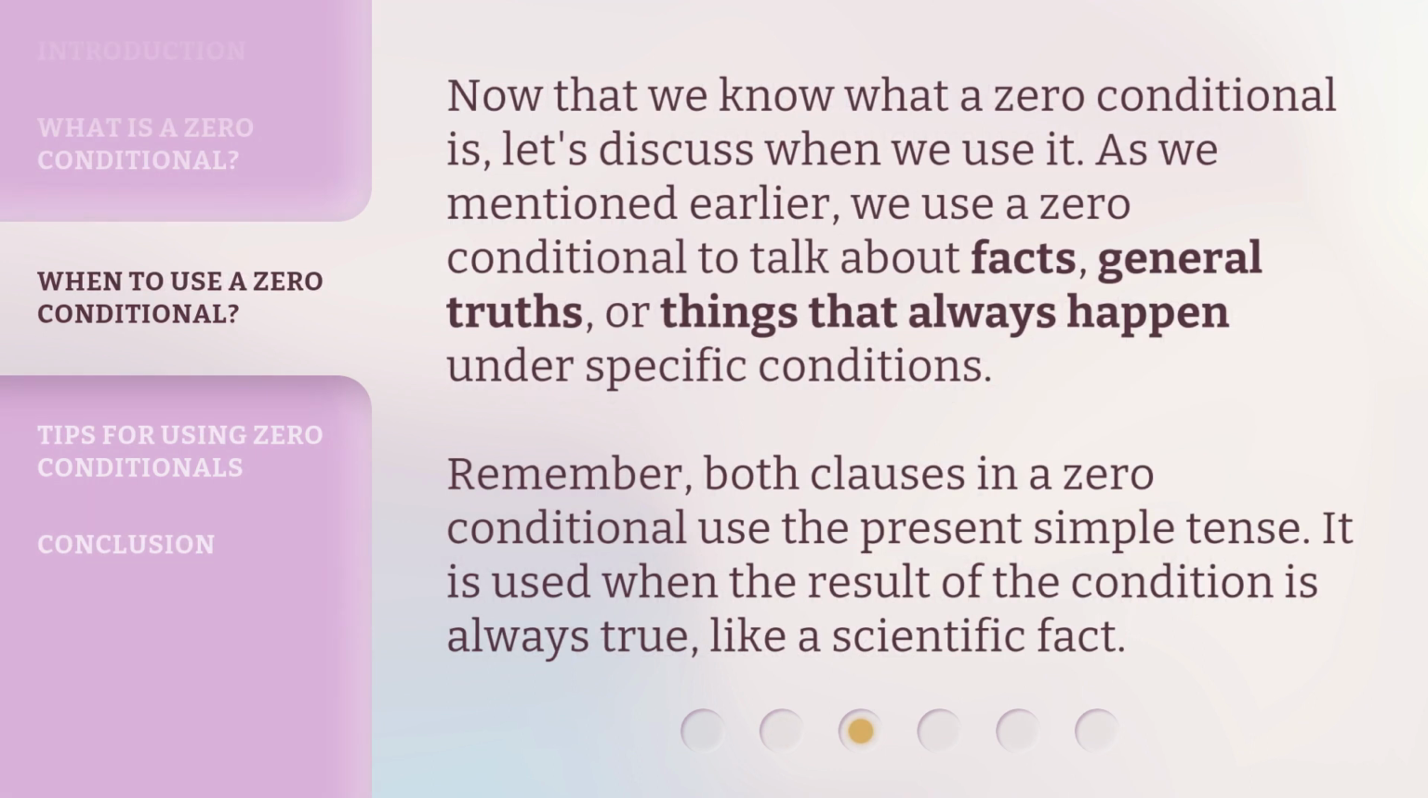Now that we know what a zero conditional is, let's discuss when we use it. As we mentioned earlier, we use a zero conditional to talk about facts, general truths, or things that always happen under specific conditions. Remember, both clauses in a zero conditional use the present simple tense. It is used when the result of the condition is always true, like a scientific fact.